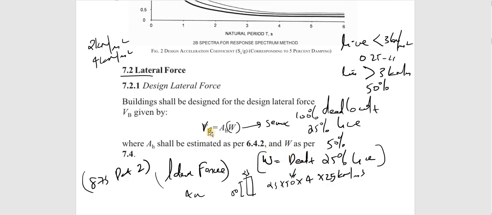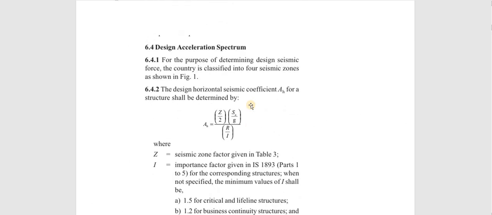So our main aim is to find this lateral force, which depends upon AH into W. Now what is this AH? That is the thing we have to know. AH is the design horizontal seismic coefficient. It is equal to Z by 2 into SA by g into R by I. This SA is the spectral acceleration, which we have to find from the response spectrum.